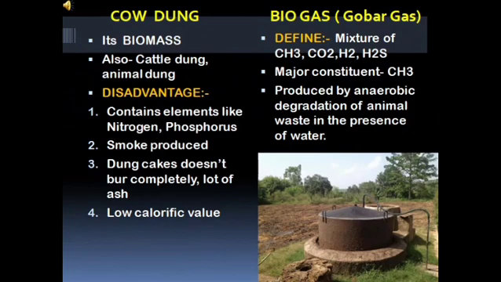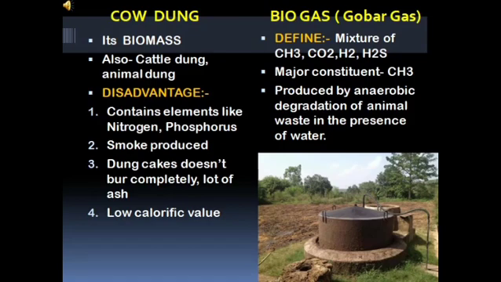Cow dung is a biomass. It's also called cattle dung or animal dung. The disadvantage of using cow dung is it contains elements like nitrogen, phosphorus, and smoke is produced. Then it has a low calorific value and it does not burn completely. That means it produces a lot of ash.